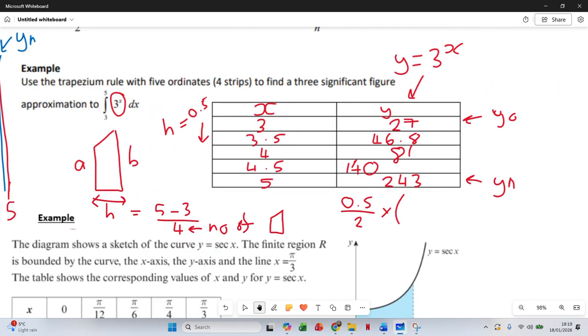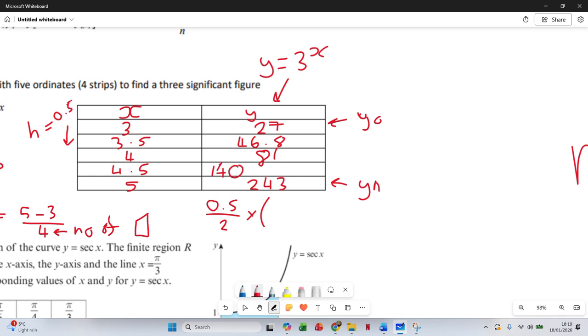So let's go back over here. So the first and last values, that's 27 plus 243. And then it's twice all the other ones because they are in 2 trapeziums. Because they're the smaller height of one trapezium and the large height of the trapezium before it. So it's 2 lots. It's not 27, I've literally just said that. It's only in one trapezium. Let's try again. So 46.8 plus 81 plus 140.